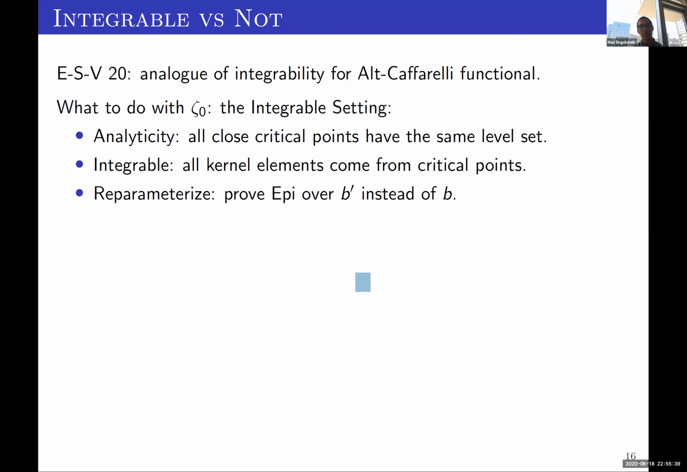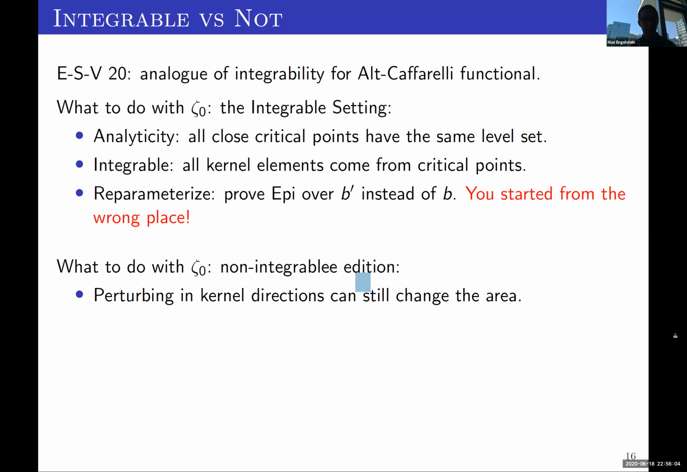It's easy to get rid of the kernel. Basically, if you have kernel, if you have zeta 0, it means that you parameterized over the wrong critical point. You should have started your whole argument over B prime instead of B, where B prime is a critical point which generates the kernel direction zeta 0. So this is easy in the integrable, or not easy, but it's a lot simpler in the integrable case. You don't need to care about the kernel.